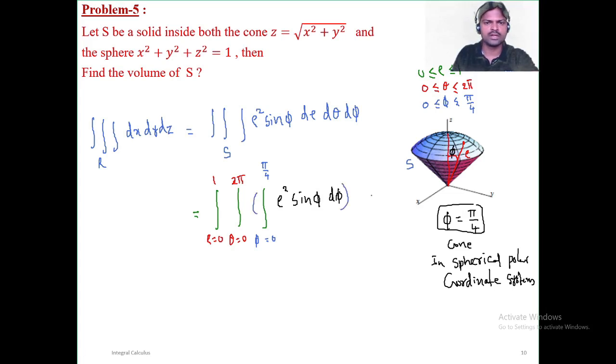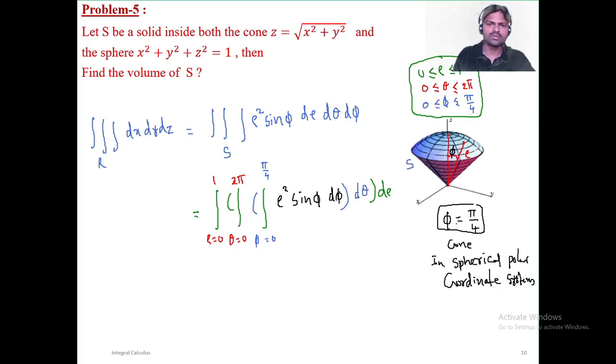After that, theta limits are applied, so next with respect to theta. After that with respect to rho. Once again I am telling, since all the limits are independent, the order of integration does not matter. First with respect to rho you can evaluate, or first with respect to theta, or first with respect to phi.